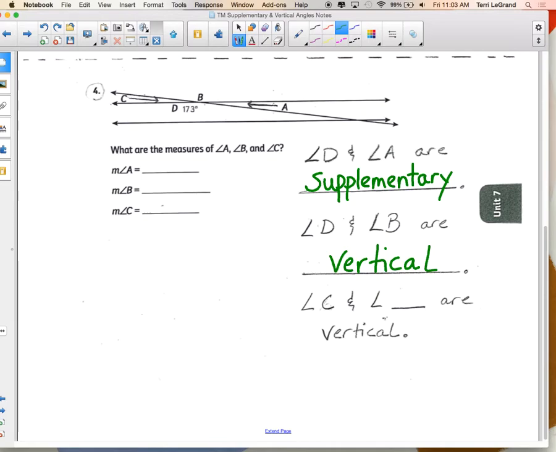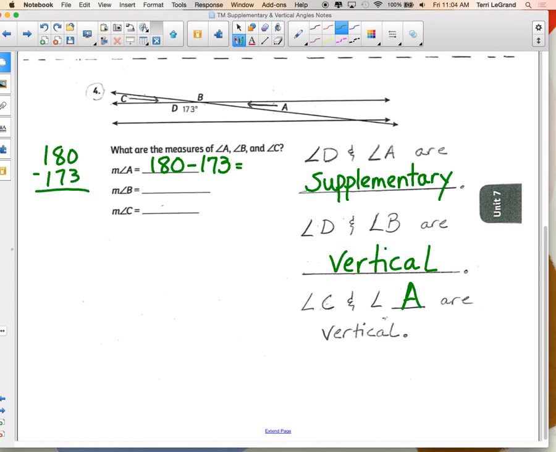And then which angle has the vertical relationship to angle C? Kaden? Angle A. Okay, well now using those relationships we just set, let's see if we can figure out the answers for these. Measure of angle A. Well, if A and D are supplementary, what are we going to do? Subtract from 180, right? So what are we subtracting? 173. That's a big angle. What's left over? What's 173 from 180? 7.